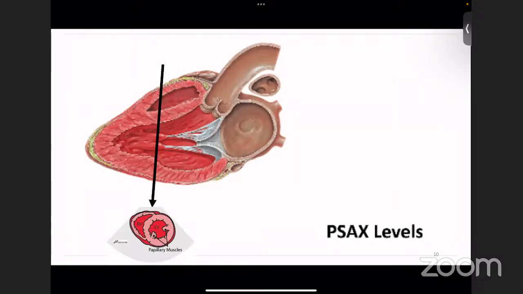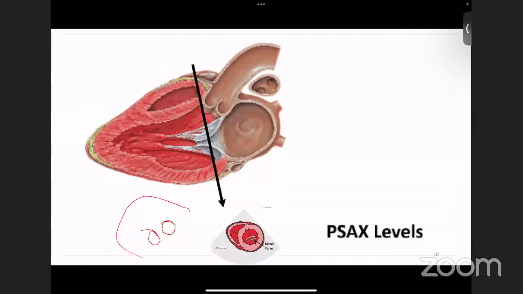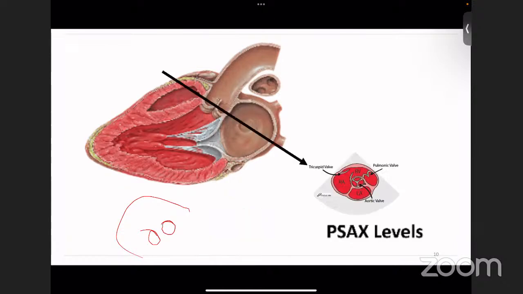When you cut the beam at the papillary level, this is the image you are going to get. This is the anterolateral papillary muscle, and this is the posteromedial papillary muscle. And when you sweep it more towards the right shoulder, the next structure you are going to cut is the mitral valve, which is called the fish mouth appearance of the mitral valve. Then as you go still higher, you get the aortic valve in the view.